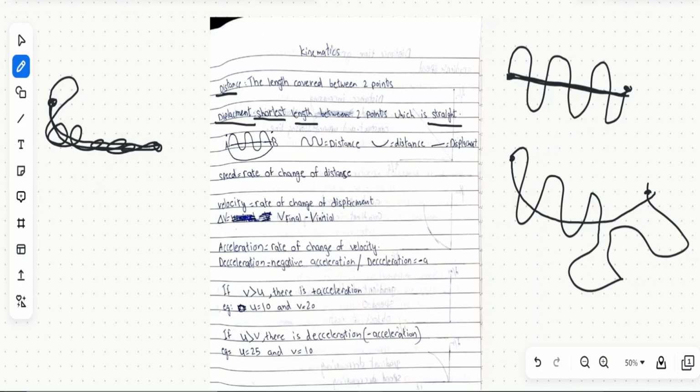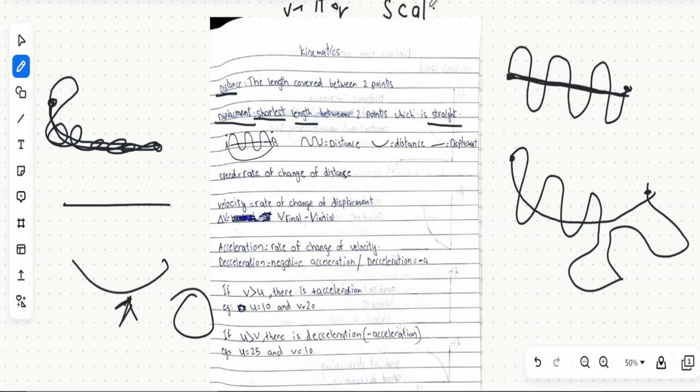Now remember that they can confuse you and say that, hey, this is a straight line. Is this a straight line as well? This is a straight line as well. Any line can be called a straight line if it's not a circle. Remember that.